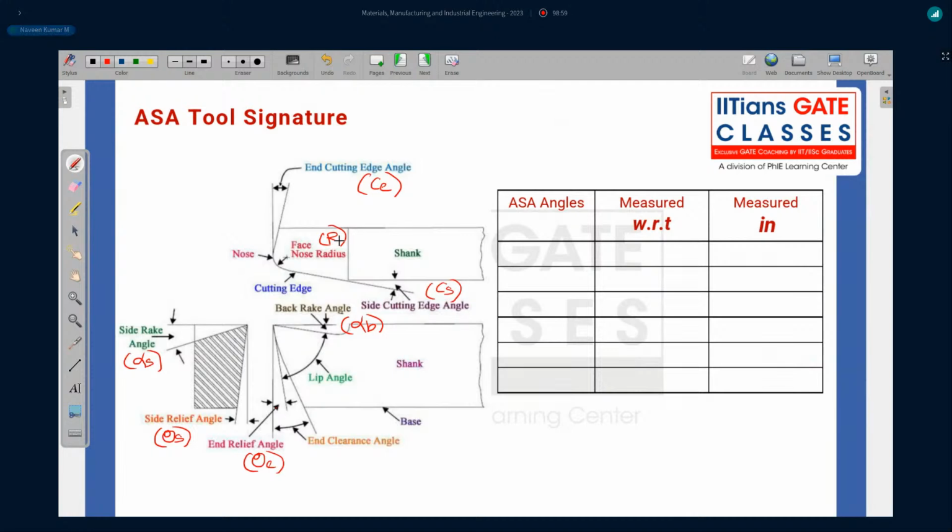Good. Now these things, so let me write them. So alpha B, alpha S, theta E, theta S, CE, and CS. These are the angles. So these are measured with respect to which planes. All these things are very important. So please try to understand measured with respect to which plane. So alpha B and alpha S.